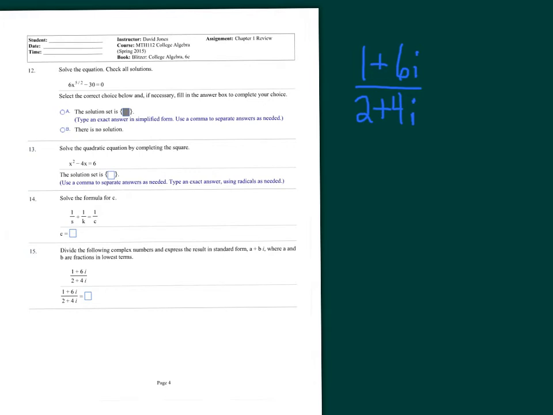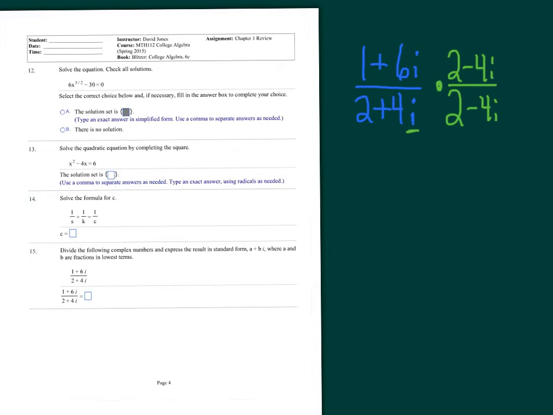1 plus 6i over 2 plus 4i. Here we are wanting to get rid of this i in the denominator, and the way that we're going to do that is we're going to multiply by the conjugate, and the conjugate just looks the same as the denominator. It's only got a different sign in the middle. So instead of 2 plus 4i, 2 minus 4i. We're going to multiply that times the bottom, and if we multiply the bottom times it, we've also got to multiply the top times the same thing.